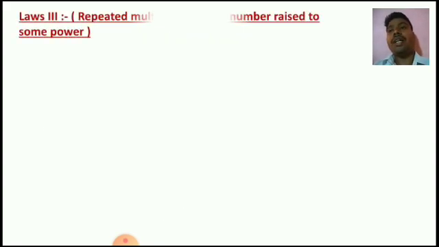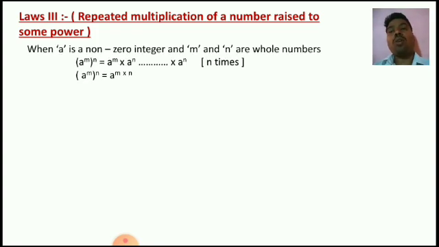The third law is repeated multiplication of a number raised to some power. When a is a non-zero integer and m and n are whole numbers, a raised to m, bracket, raised to n, we write as a raised to m into n. This means a is the base, m and n are the exponents, and we multiply these exponents.